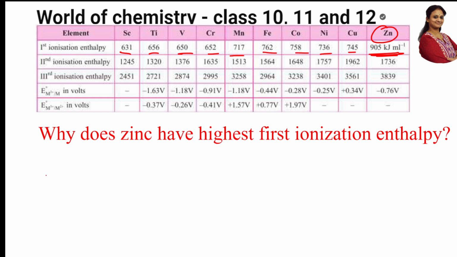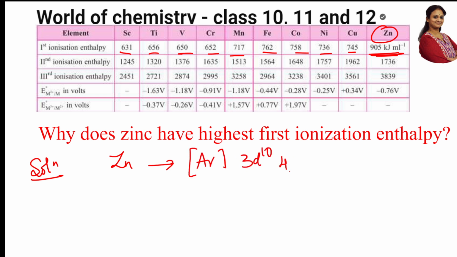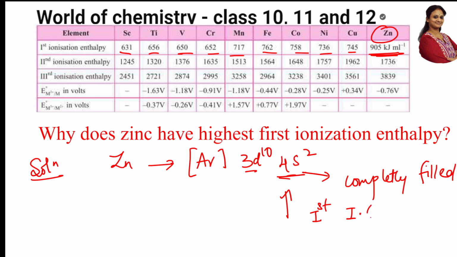How should I write? I'm writing in terms of electronic configuration. For zinc the electronic configuration is 3d10 4s2. Done, students? When you compare 3d10 and 4s2, 4s is completely filled. Now, when this is completely filled, I'm trying to take out one electron using first ionization. Is it easy to remove an electron from the filled orbital? It's very difficult. That's why you write the answer: zinc's electronic configuration is this. Second point, this 4s2 orbital is completely filled.